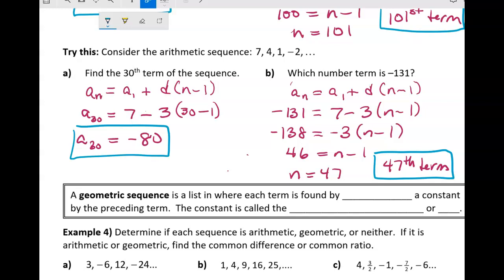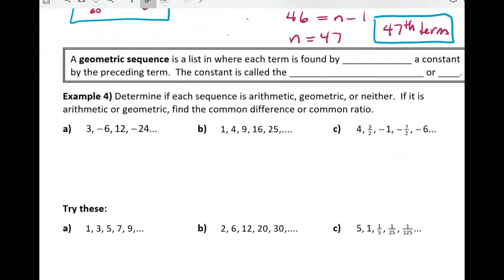All right, now let's take a look at a different type of sequence. The second type of sequence is a geometric sequence. A geometric sequence has a different pattern. In a geometric sequence, it's a list of numbers where each term is found by multiplying this time by a constant to the preceding term to get the next term. That constant is called the common ratio, which we'll refer to as R.